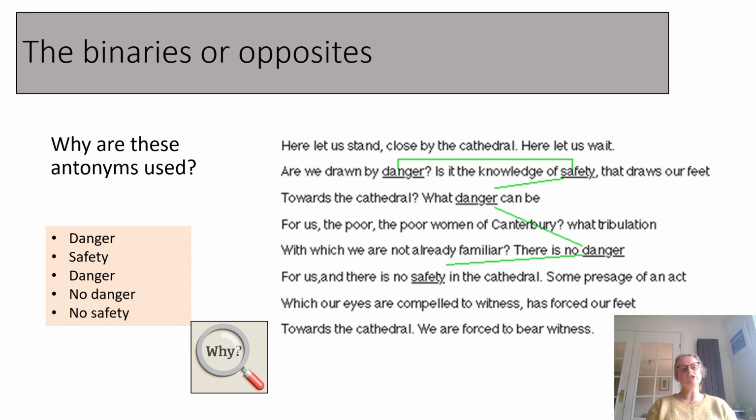In terms of messages then, we can look at these lists and say, well, what is the message here? Well, on a surface level, the message is it's about the poor women of Canterbury. It's about people who are drawn into danger. But let's look in a bit more detail. What actually is this poem about? Why write about this? And it's that why, which I've got on the slide here, that you can start to establish. You can build that through your analysis.